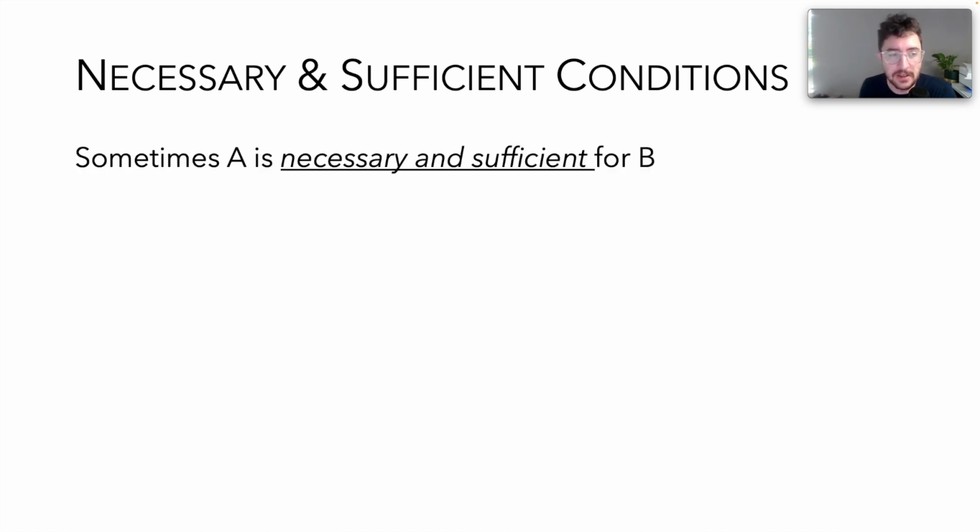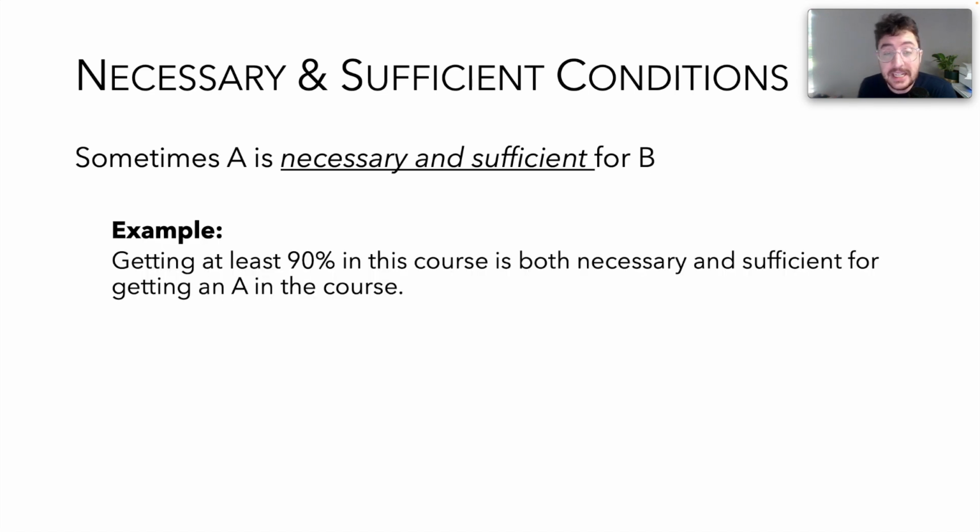Now, it's important to understand that these necessary and sufficient conditions can come in various combinations, because sometimes A will be both necessary and sufficient for another thing. Getting at least 90% in this course is both necessary and sufficient for getting an A. If you don't get at least 90%, then you won't get an A. But also getting at least 90 in the class is enough. It's sufficient, because that's the threshold. As soon as you get there, you've gotten enough to get an A.